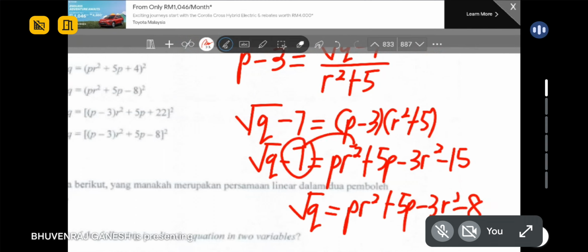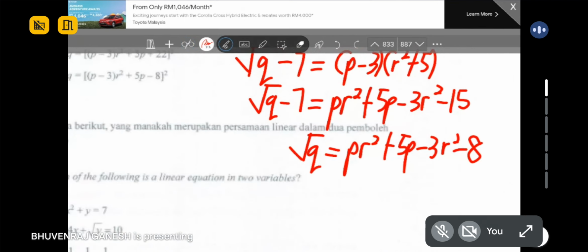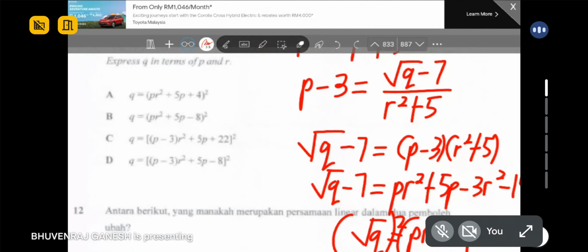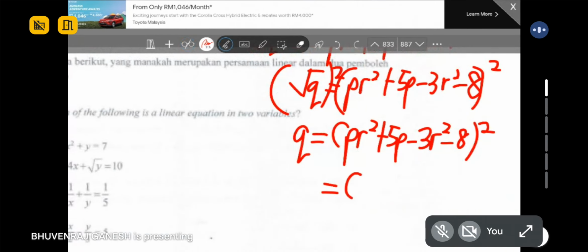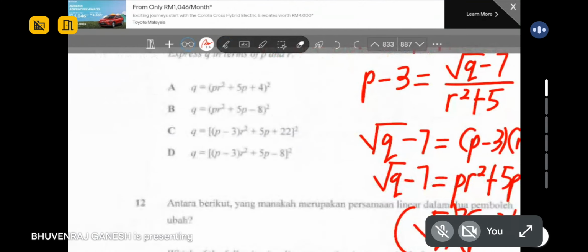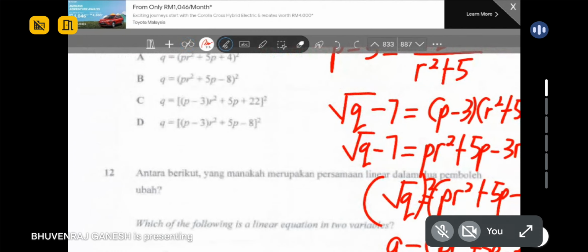Negative 7 saya pindah ke sini lah guys. I just shift it. So negative 15 plus 7, negative 8. So Q equal to PR square plus 5P minus 3R square minus 8 square. Kuasa 2, dua-dua belah. I square both side. So this should be the answer lah guys. So it's P minus 3. I can factorize. P minus 3R square. Saya tulis macam ni. Plus 5P minus 8 square. So the answer is 5P minus 8.